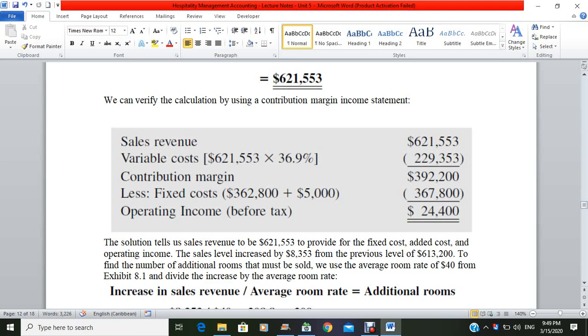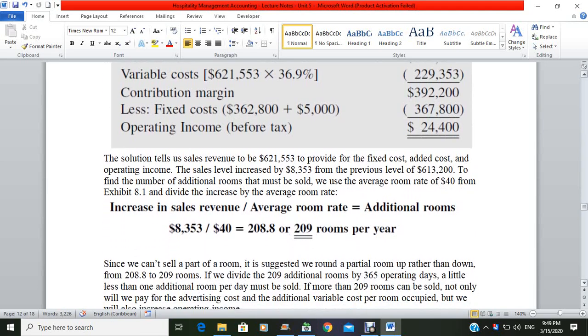Alright? To find the number of additional rooms that must be sold, we must use the average room rate of $40 from exhibit 8.1. So you divide the amount by which sales are supposed to increase by $40. Good? Meaning the amount of rooms that we should rent now to get this revenue in to cover the additional fixed costs. So in this case, we would have to rent out 209 rooms.